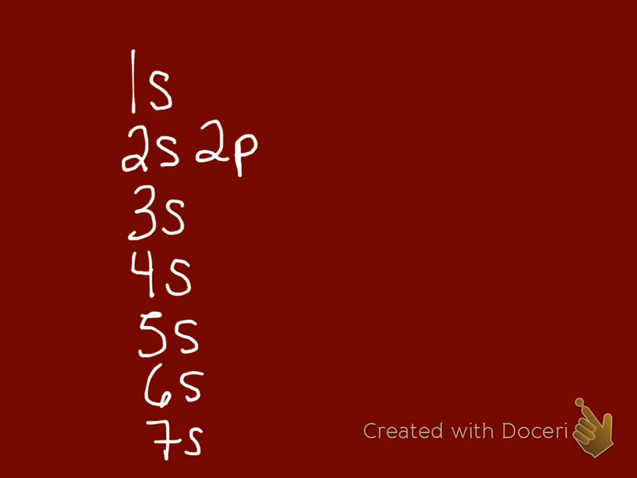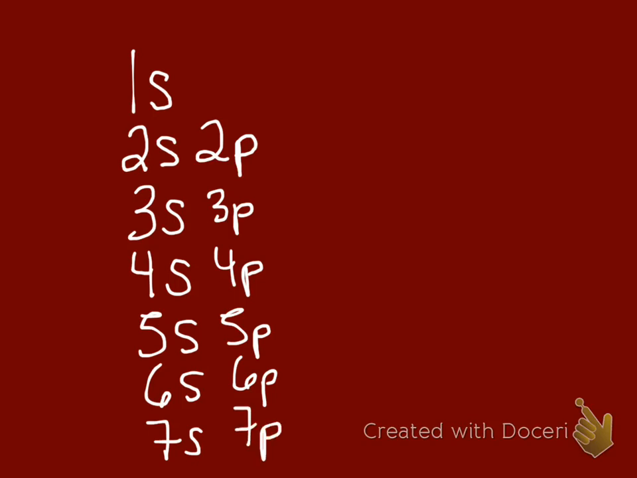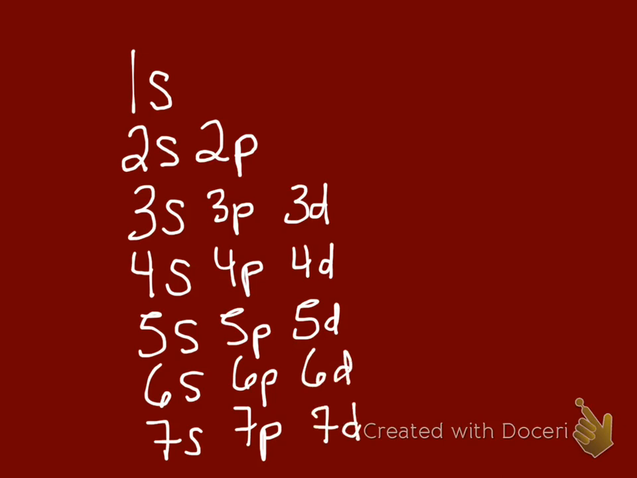So all of those are also going to have a p orbital, or a p subshell. So we have a 3p subshell, and a 4p subshell, and a 5p subshell, and a 6p subshell, and of course 7, though we never really talk about it much. Well, starting on the third main energy level, what do we add? D. So we have a 3d subshell, and everything above 3 will have a d subshell. So we have 4d, and 5d, and 6d, and 7d.